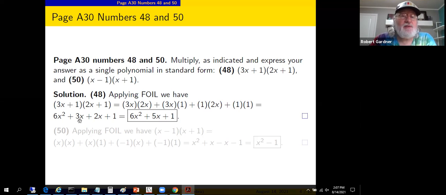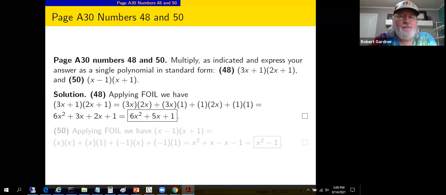2x and 3x give 6x squared. Here's a 3x and a 2x, and 1 times 1 is 1. Collect together the common powers of x that will result. They always result from the outer and the inner in this situation. And that gives us 6x squared plus 5x plus 1. If this is a problem for you, you need to spend some time on this and work some examples, because this is pretty basic background stuff for Precalculus 1.